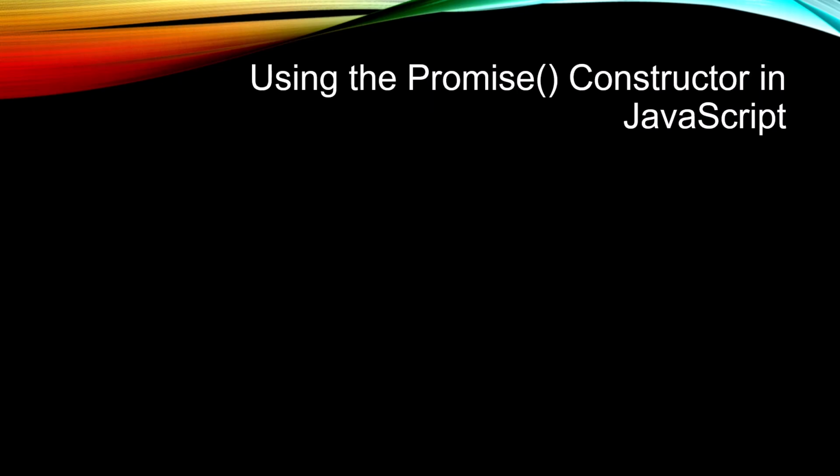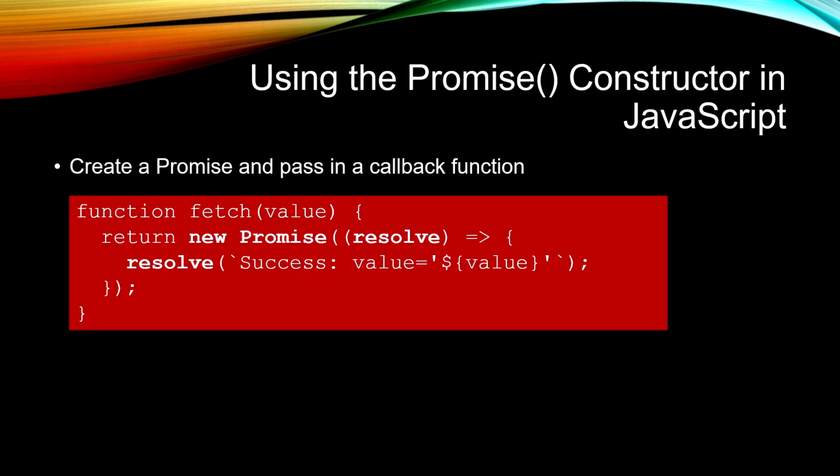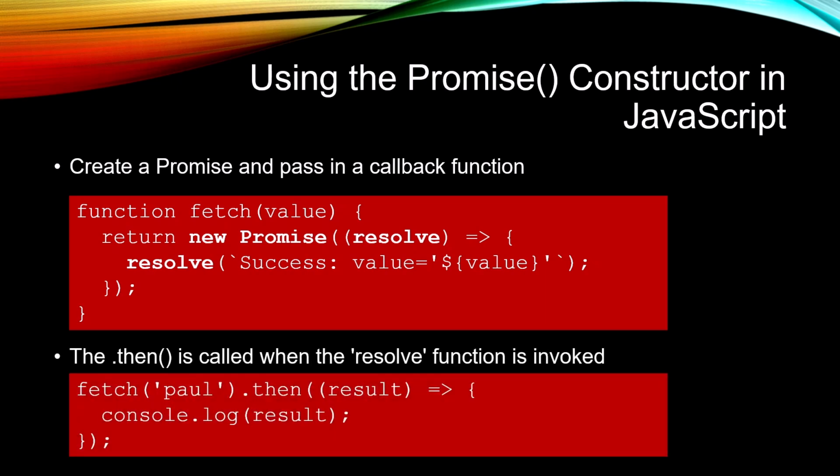We create a promise by using the promise constructor. So create the promise and pass in a callback function. And then what we do is we run whatever code we want to run within the promise, and then eventually you call your callback function, and that then invokes the then portion on your function.